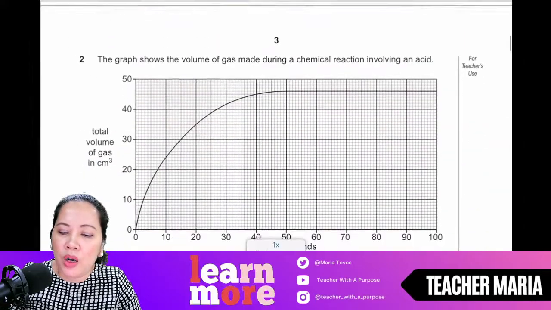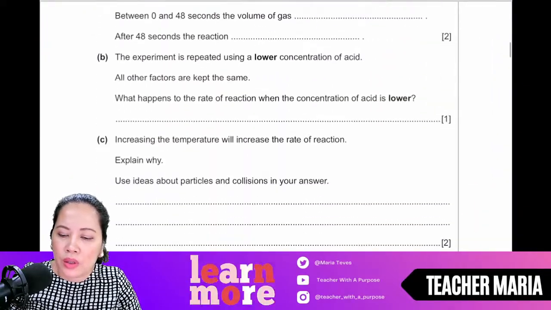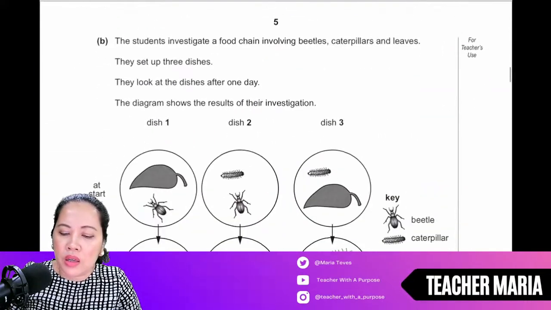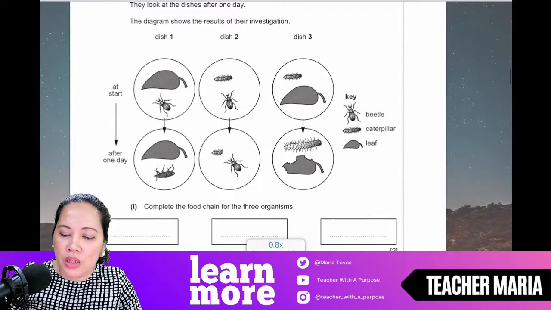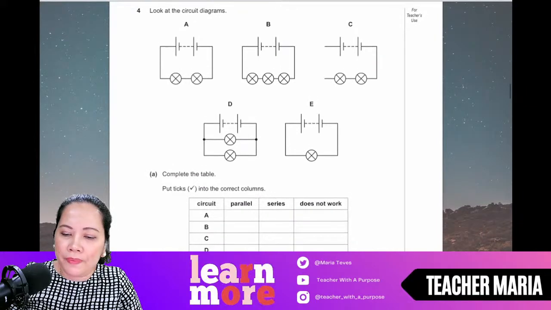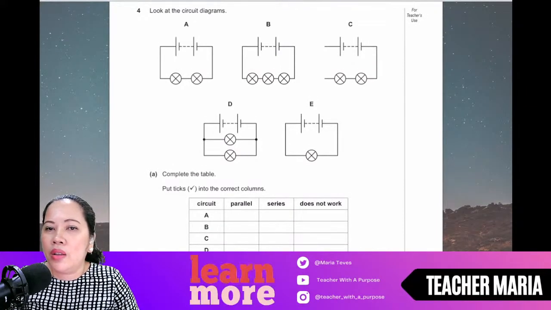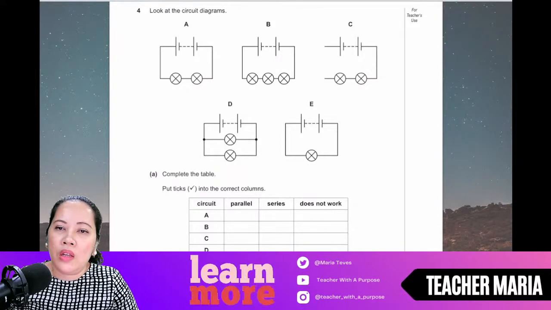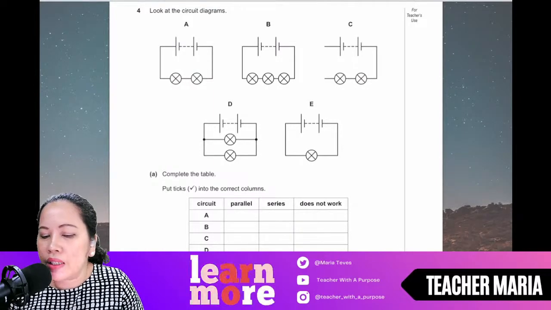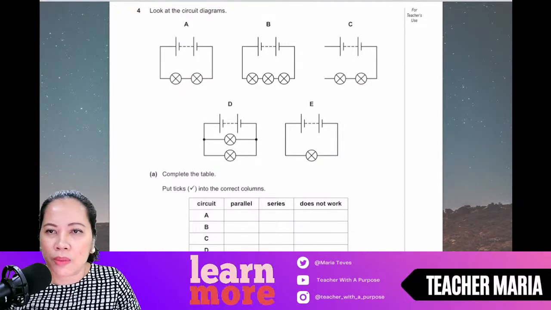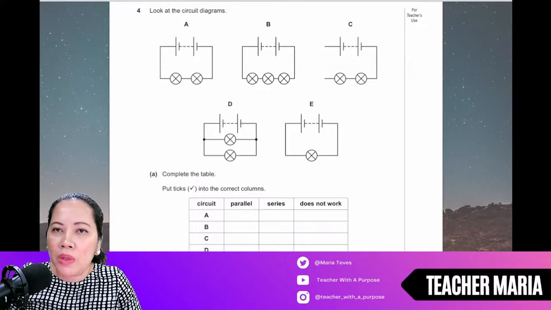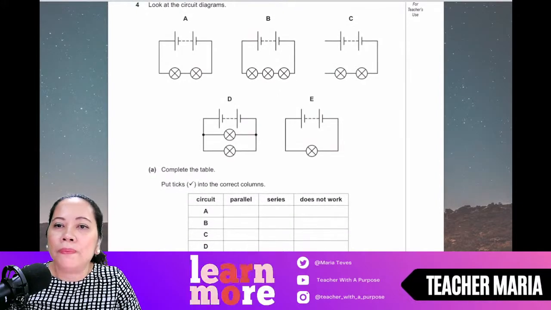Okay, let's move on to which one should we? These are questions in biology. Oh, we have a circuit here. Okay, this will be our last question. If there are other questions, then yes. Look at the circuit diagram. Okay, this might be interesting for those that are taking physics. Okay, let me just move a bit.